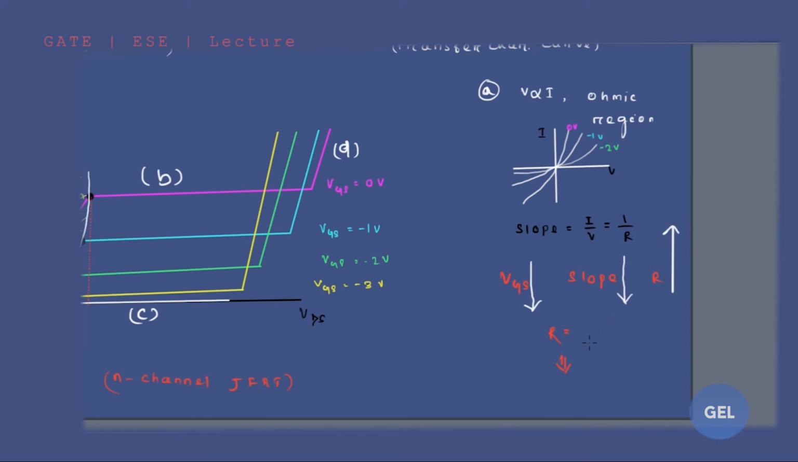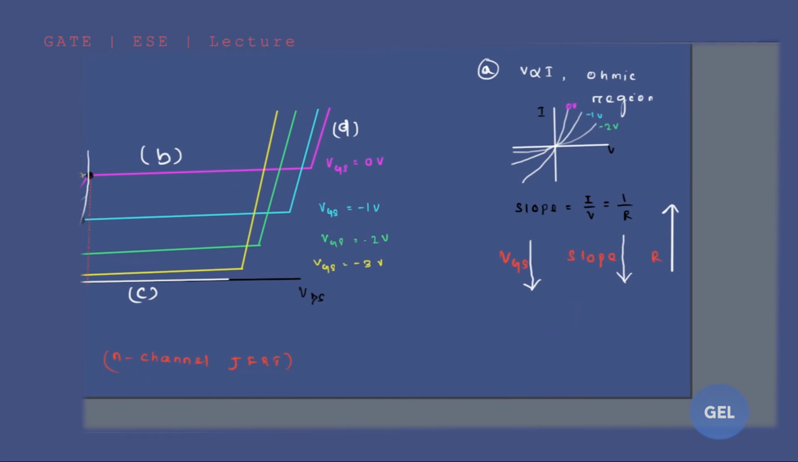Understand this point? That means my resistance R is a function of VGS. So the resistance of the JFET increases with a decrease in the value of VGS. So we can say this in this way: for different values of VGS, you'll get different values of slope. That means it is showing voltage variable resistance characteristic.